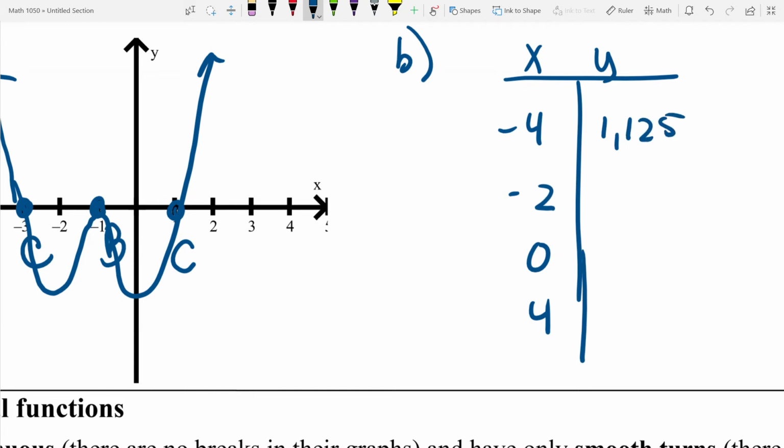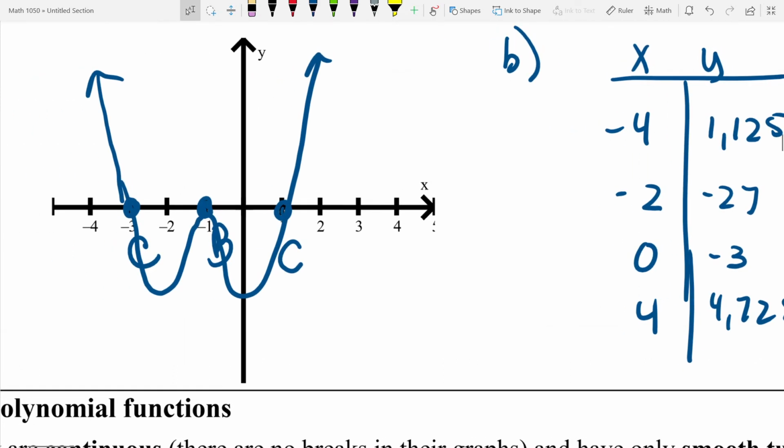Okay, let's do the next one. -2, store, enter, up, up, enter, -27. 0, store, enter, up, up, enter, -3. 4, store, enter, up, up, enter, 4,725.